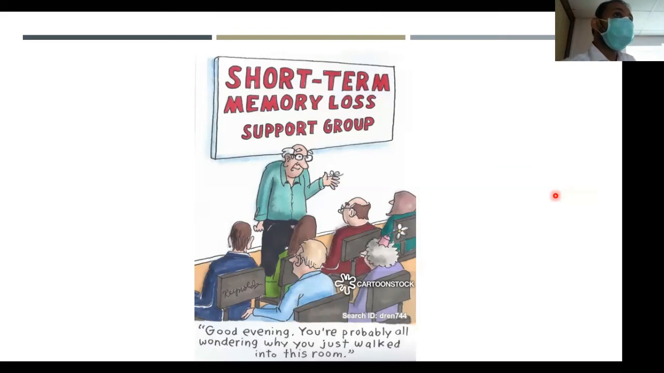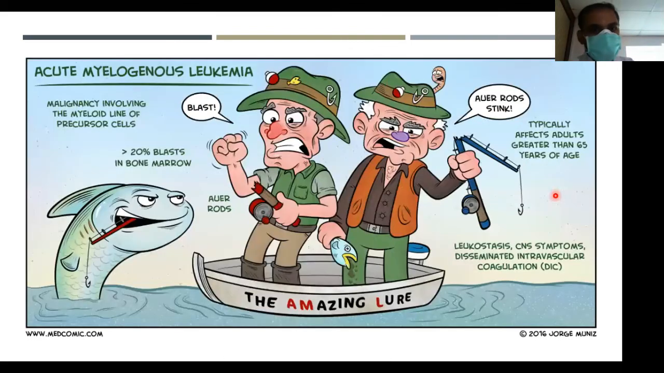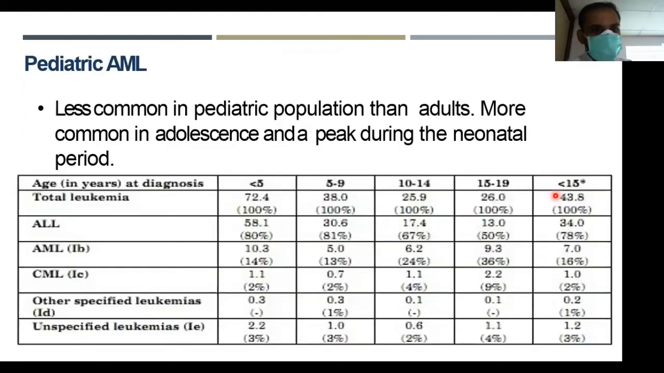We finished lymphoid, so I will rush through myeloid if you want. Myeloid is basically a malignancy of the elderly. For pediatric AML, I've given the age-wise distribution. The majority are ALL. Less than around 14% is AML, with incidences of 14, 13, 24, 36.